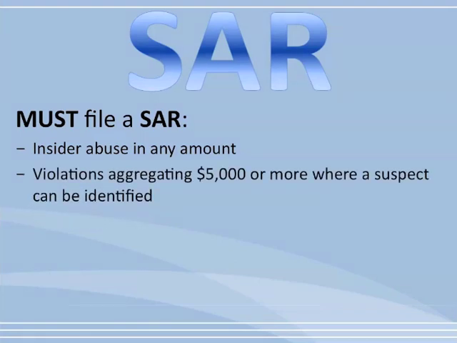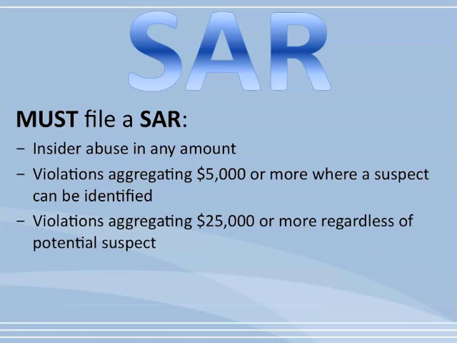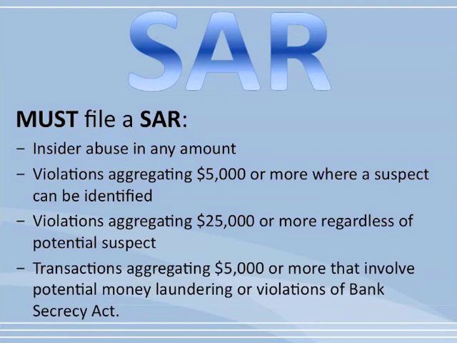You must file for violations aggregating $5,000 or more when a suspect can be identified. Examples would include check fraud or forgery, and we know who did it. Also, violations aggregating $25,000 or more, regardless of a potential suspect. Transactions aggregating $5,000 or more that involve potential money laundering or a violation of the Secrecy Act.